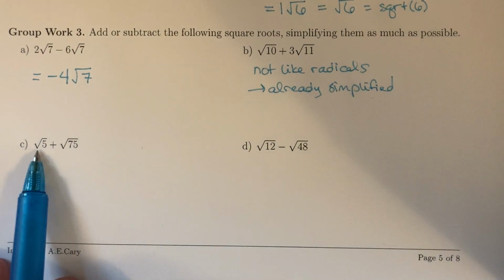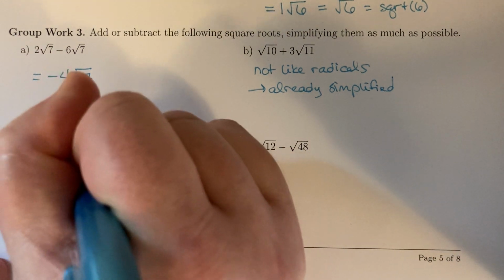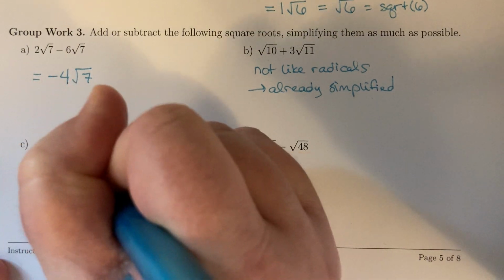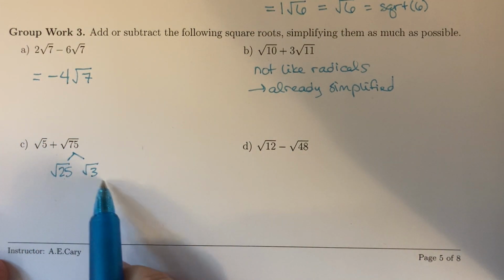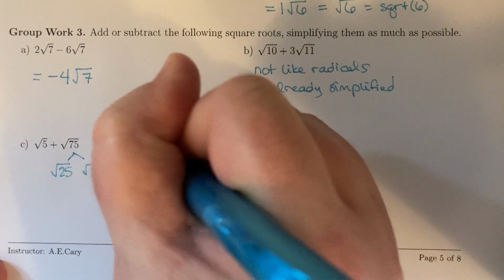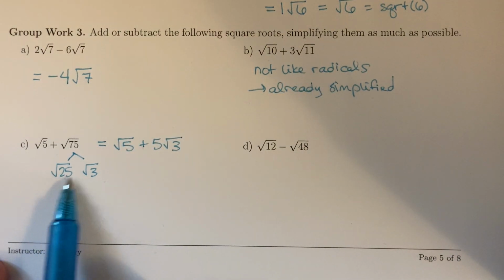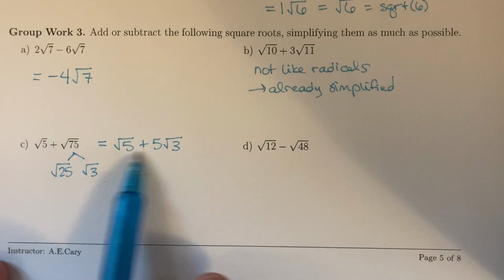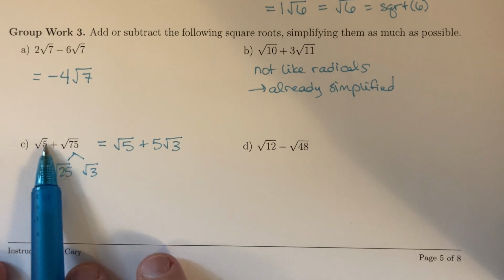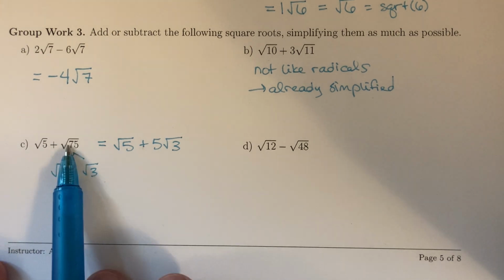Part C, square root of 5 is simplified, but square root of 25 goes into 75. So square root of 25, square root of 3, because 25 times 3 makes 75. So this would be square root of 5 plus 5 square root of 3. And then that's it. So that is simplified, because these are not like radicals. But we could do one step of simplification to get that perfect square out of 75.